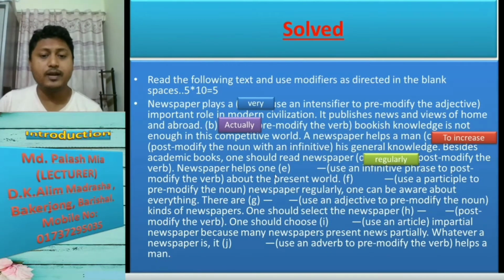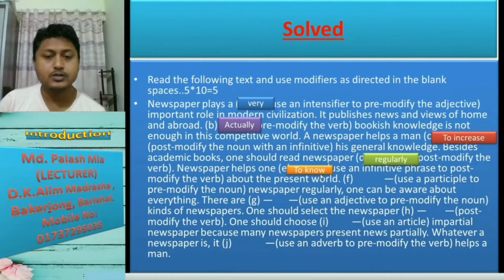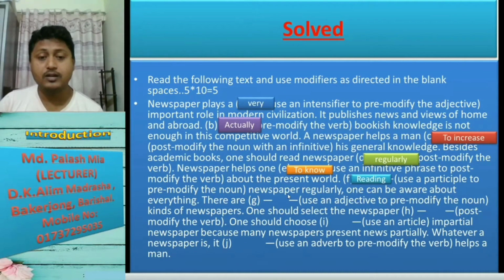Newspaper helps one. Use an infinitive phrase to post-modify the verb. To know, you know the infinitive, and again you have to fill up the demand of your question. Reading: use a participle to pre-modify the noun. Here pre-modify the noun newspaper. Now newspaper is just pre-modifying, so first time adjective pre-modifies noun. So reading, and you know the present participle, verb plus ing. Reading newspapers regularly, one can be aware about everything.